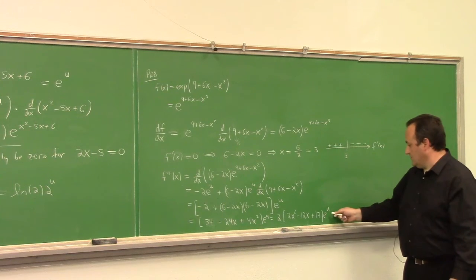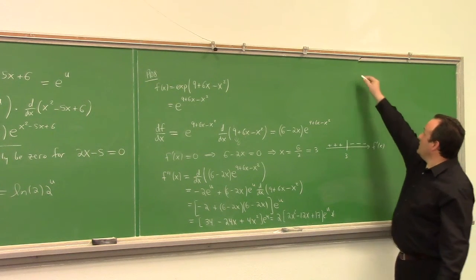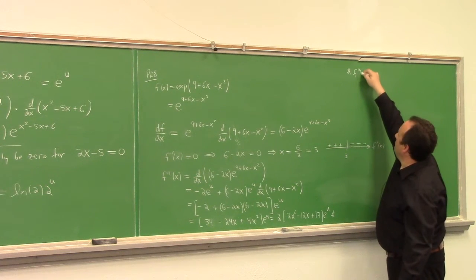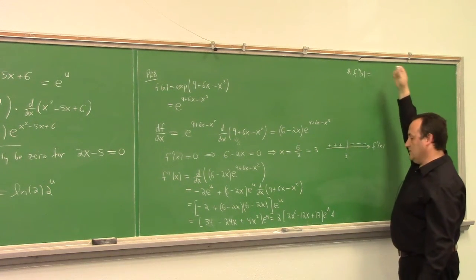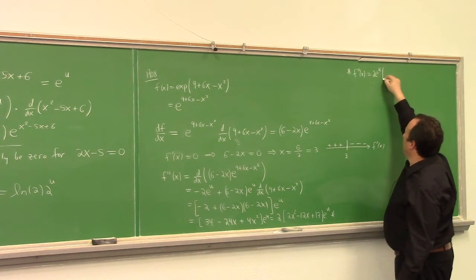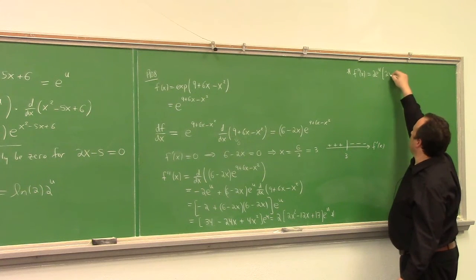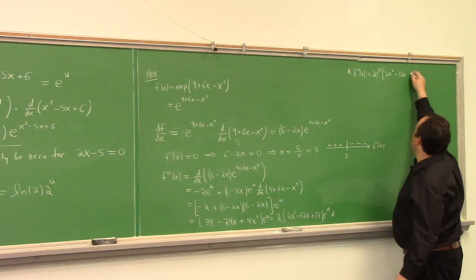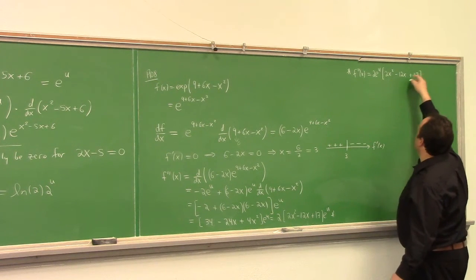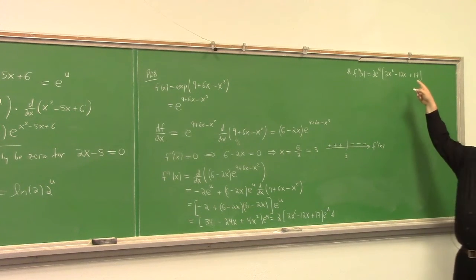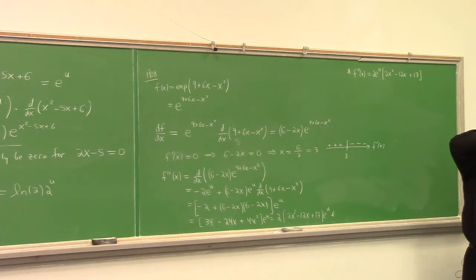All right, I'm going to start up again here. So we have f prime prime of x is 2 times the exponential, and then this pesky quadratic, 2x squared minus 12x plus 17. So this is only going to be equal to 0 when the quadratic is 0, right? So the places where we could have potential inflection points are where that quadratic is 0.